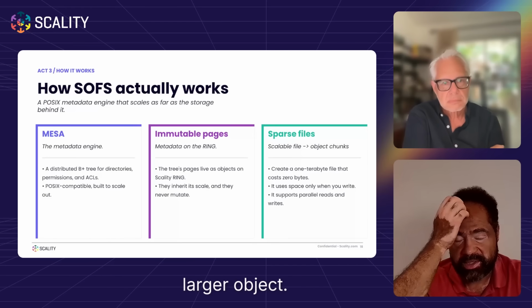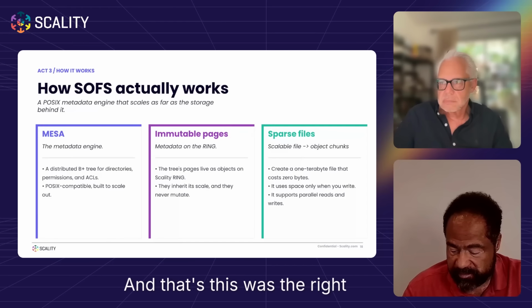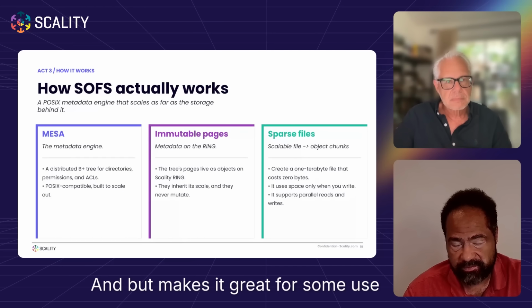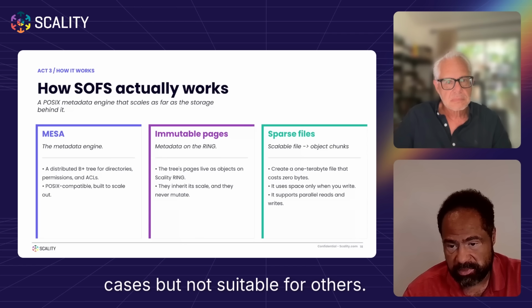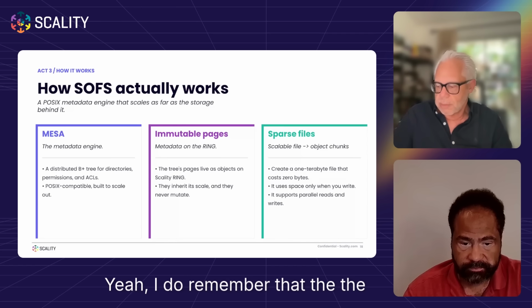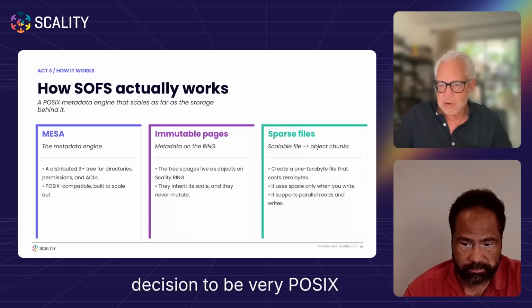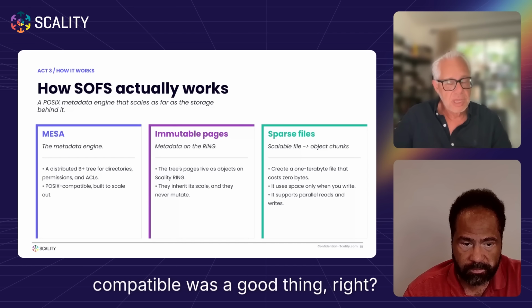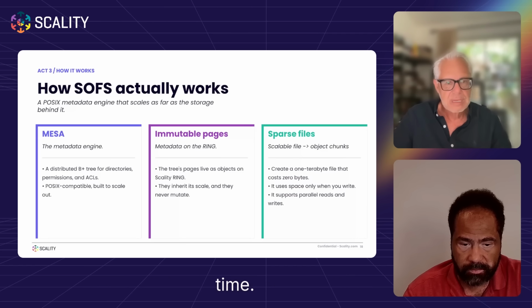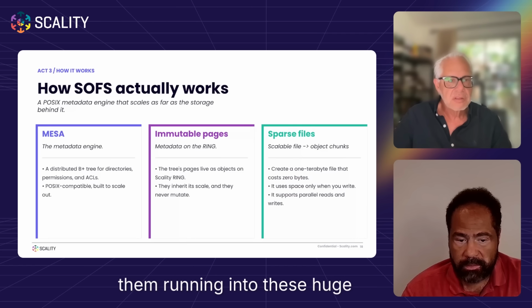And larger object. And this was the right decision for our use cases, but makes it great for some use cases, but not suitable for others. And we're really upfront with these decisions. I do remember that the decision to be very POSIX compatible was a good thing, right? Because we had lots of good compatibility with the apps at that time. I certainly don't remember many of them running into these huge problems.